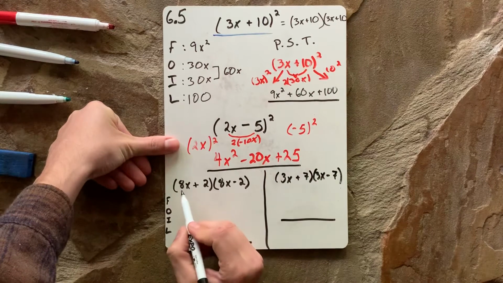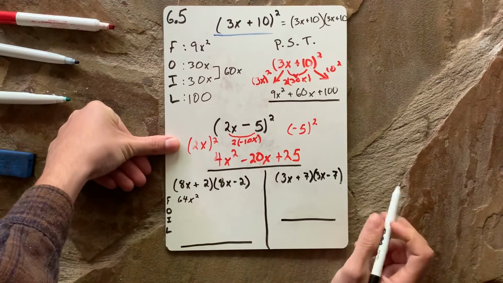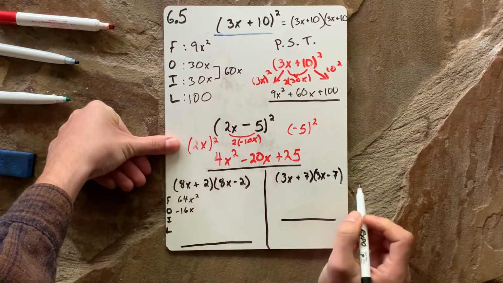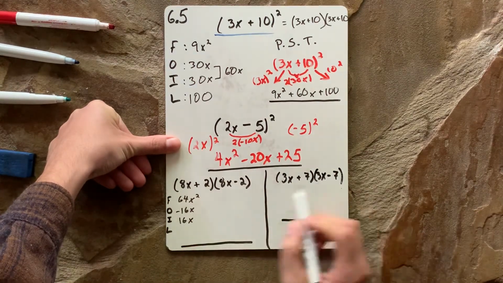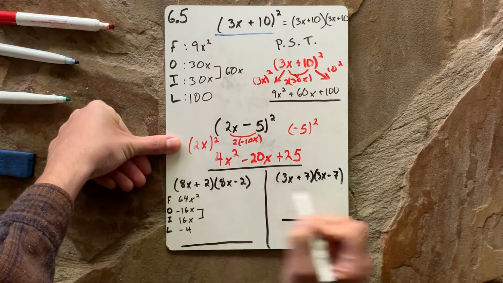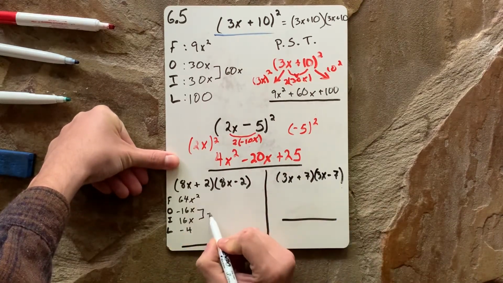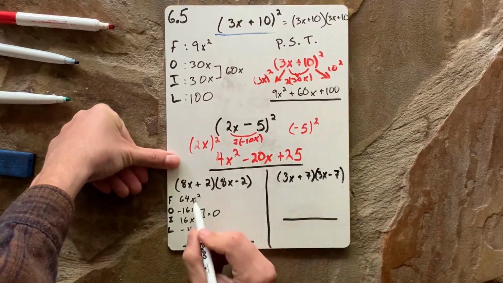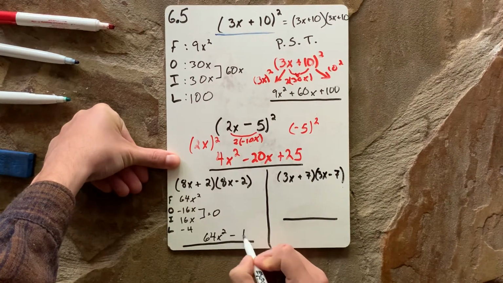So FOIL would mean 8x times 8x, 64x squared. Outer would be 8x times negative 2, which would be negative 16x. Inner would be 2 times 8x, which would be positive 16x. And last would be 2 times negative 2, which would be negative 4. What happens with this pattern, this thing called a product of a sum and difference, is outer and inner end up canceling each other out. Negative 16x and positive 16x is 0. So my answer is just the first and the last. So 64x squared minus 4.